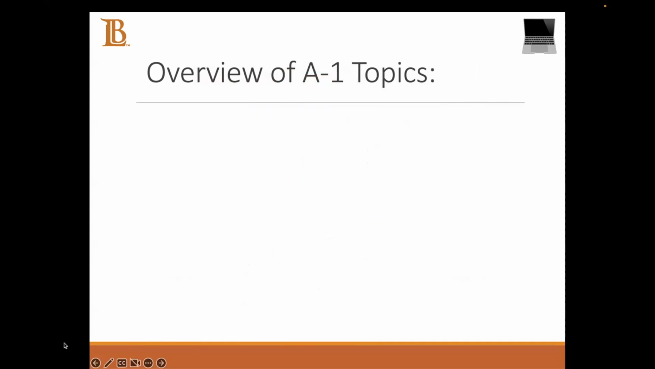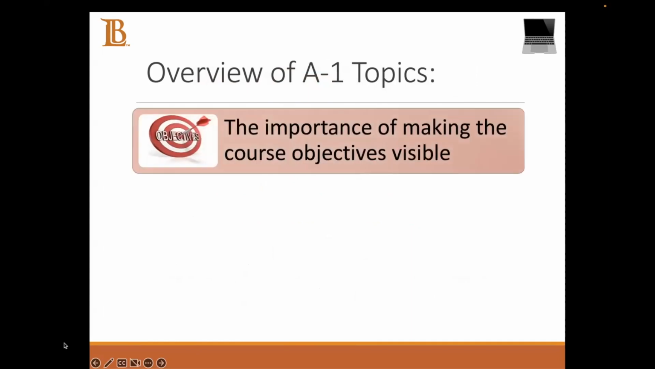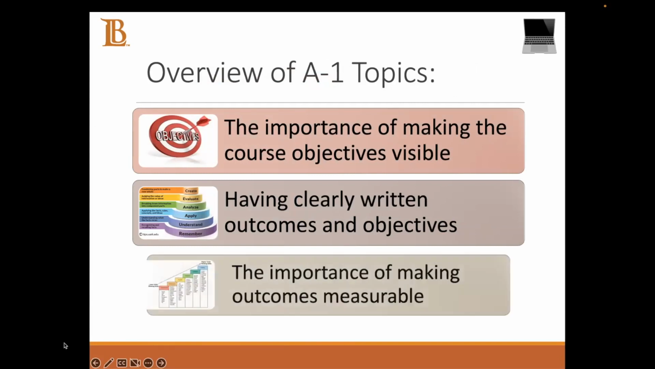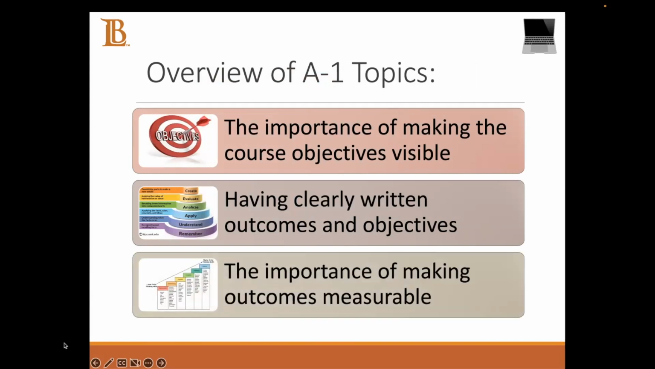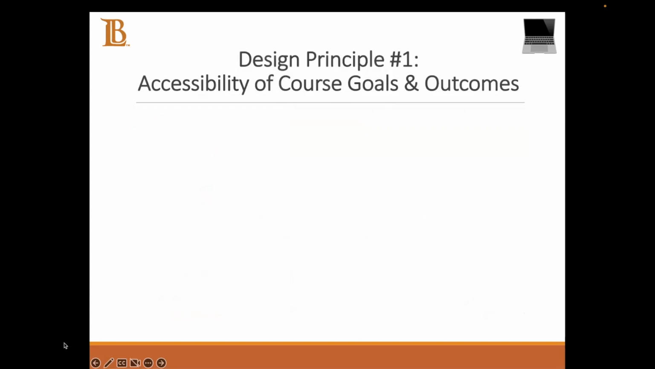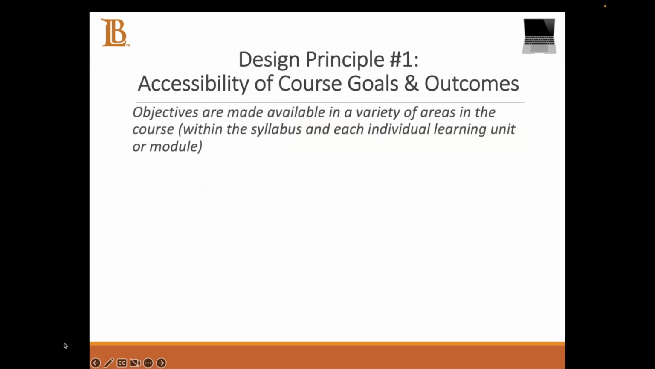These topics include the importance of making the course objectives visible, having clearly written outcomes and objectives, and the importance of making outcomes measurable. The first design principle of this unit focuses on the importance of making course and lesson outcomes and objectives visible to the student.